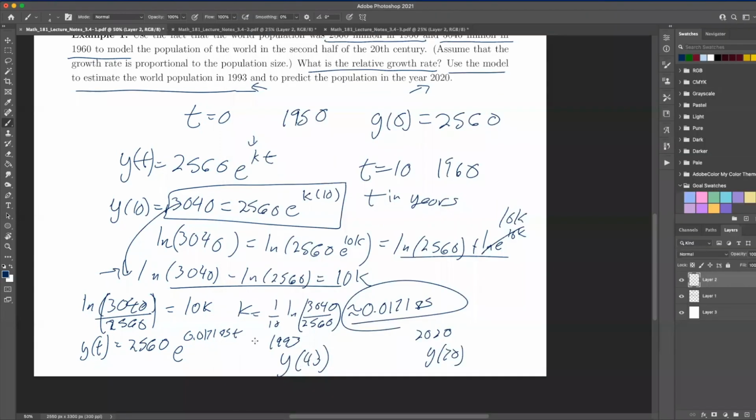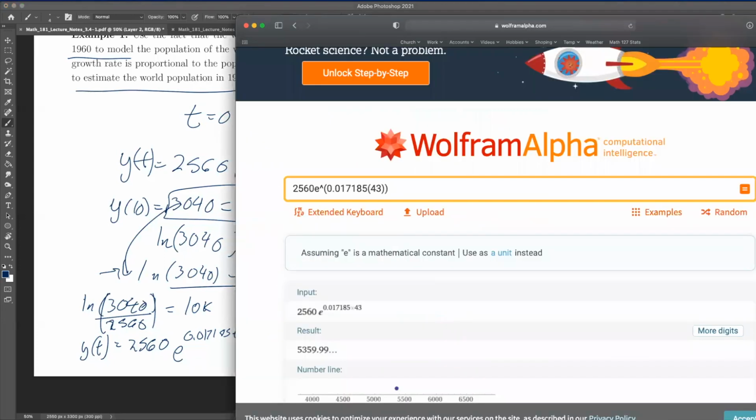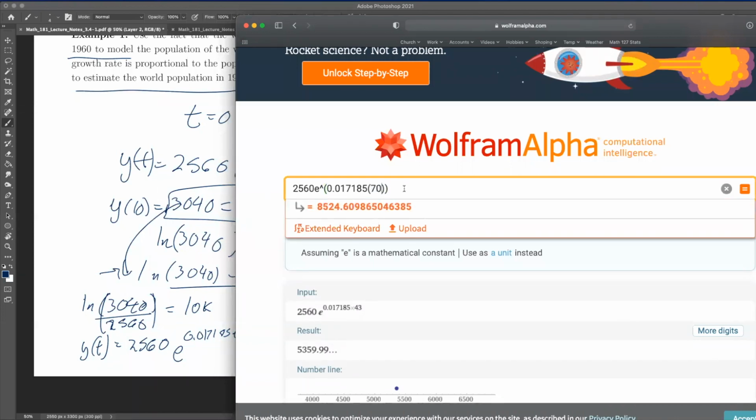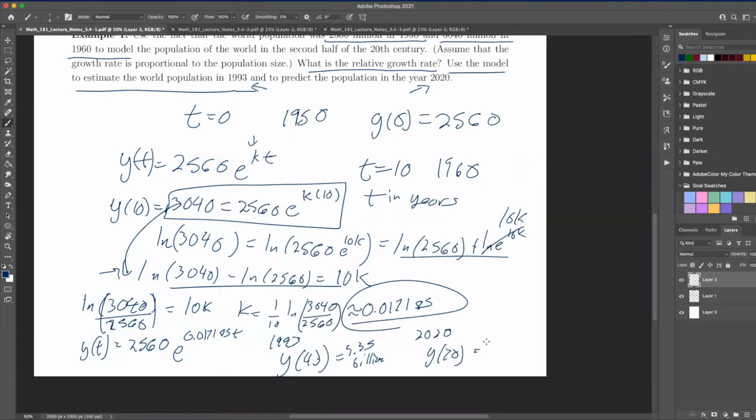5.35. I'm just going to write it as 5.35 billion. And then here we'll just swap this out with 70, and we're at 8.52. This would be 8.52 billion. Okay.